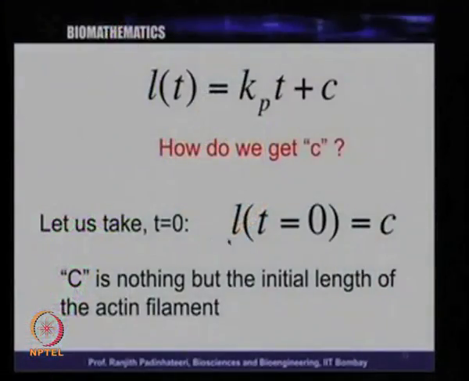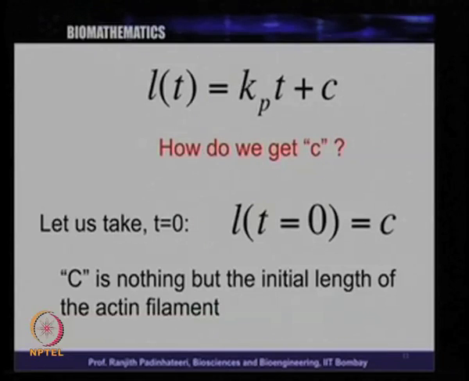What we have got is length as a function of time. This bracket t means length depends on the value of time. So, length is a function of time, that is what it means. We discussed what a function is in the early classes. So, length as a function of time is given by kpt plus c. Now, how do we get this c?